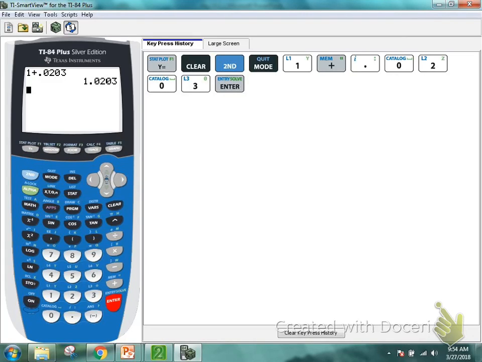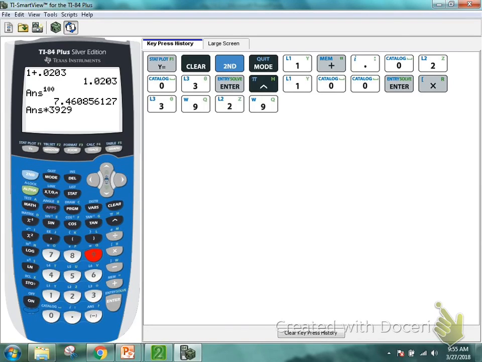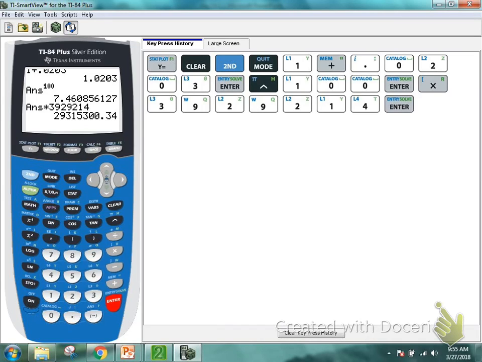Then we're going to do what? Exponent, take that to the what power? 100th. Hit enter. And then we're going to multiply that by 3,929,214 to give us a grand total of 29,315,300.34 people. Okay? 29,315,300.34 people. Here's the question of the day.